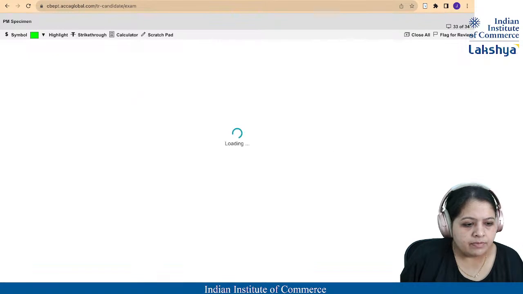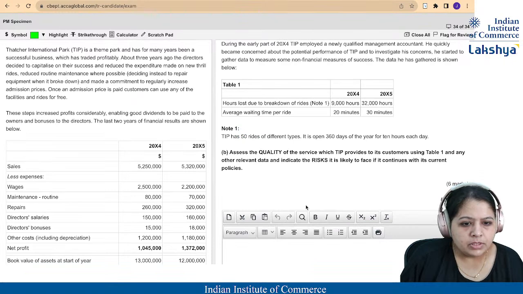We need to assess the financial performance.